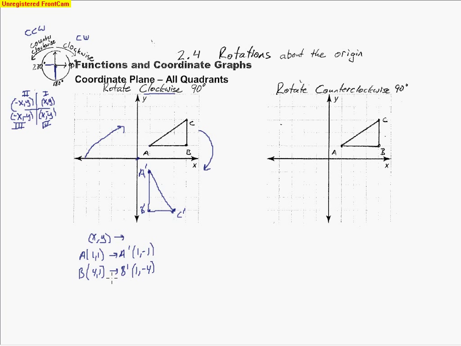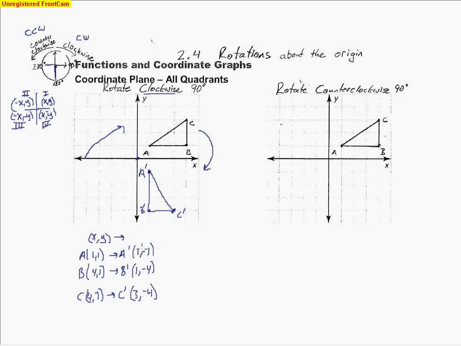And then the C value is initially 4, 3. And where it goes, it goes to C prime, which ends up being 3 spaces to the right, but 4 spaces down.